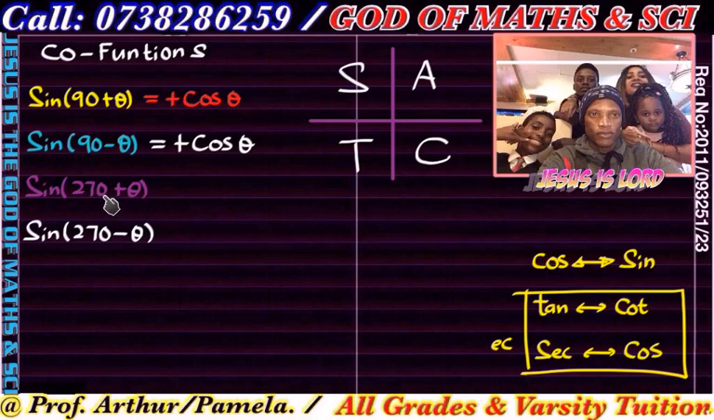270 plus theta. Where are we at? We are in the fourth quadrant. Can you see that? Can we find sine in the fourth? No, we can't. Minus. Must we change it? Yes, it becomes cos of theta. You get it?